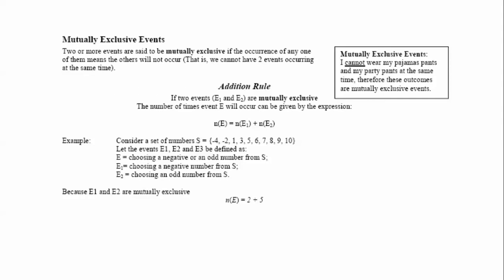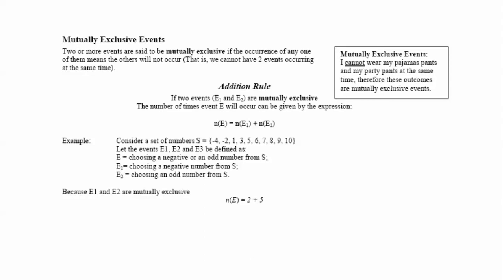because the only odd numbers that I have are positive. So if I choose a number and it's odd, I know that it's not negative, and the only negative numbers that I have are not odd. So if I wanted to know the number of ways that I could choose an odd number or a negative number, these mutually exclusive events would tell me that there are 7 different ways that I could choose between those.